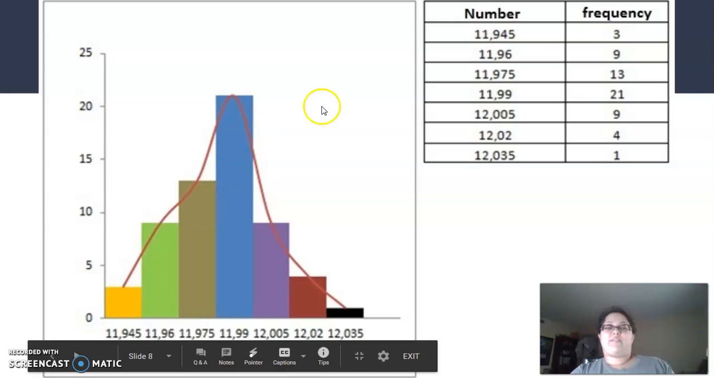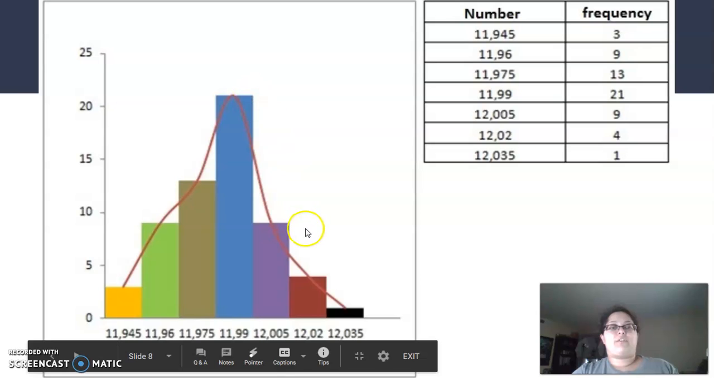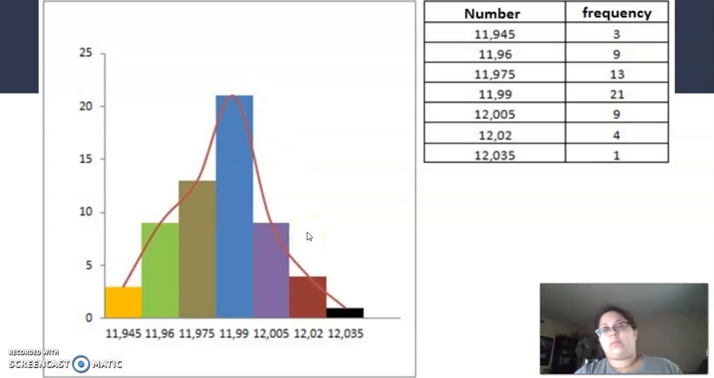And then what they did was they just graphed it. On the left hand side is the frequency, how often a value showed up, and on the bottom are the actual numbers, like 11.945 or 11.99. And then they created a bar that went up to where the frequency ended. Okay, and then the line here that they drew was just to join them all together, like make an arc. But you don't need to do that. So that's a basic frequency table and histogram.